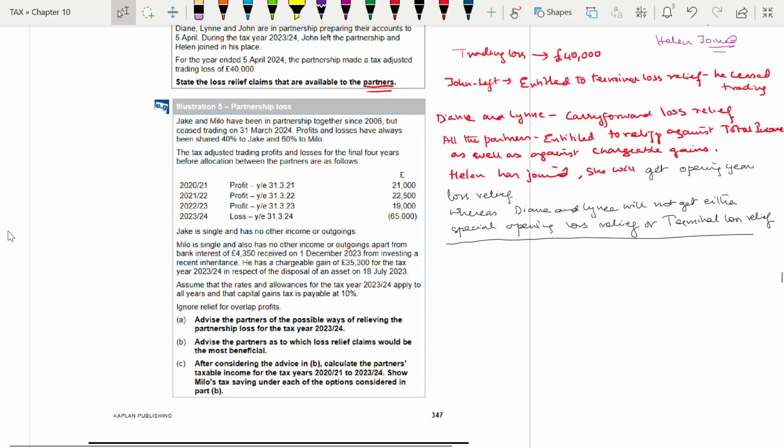They have ceased trading on 20. Profits and losses are always shared 40% to Jake and 60% to Milo. Tax adjusted profits for 4 years, 1, 2, 3, 4, 21, 22. Jake is single, has no other income. Milo is single and has no other income apart from bank interest.